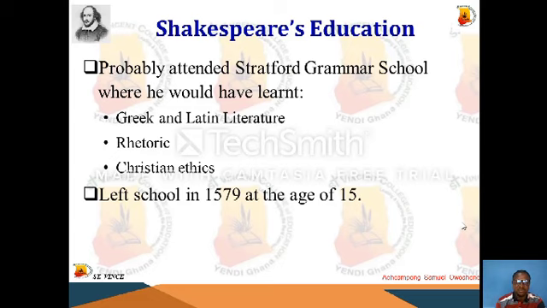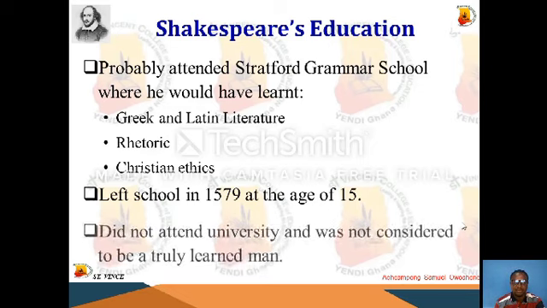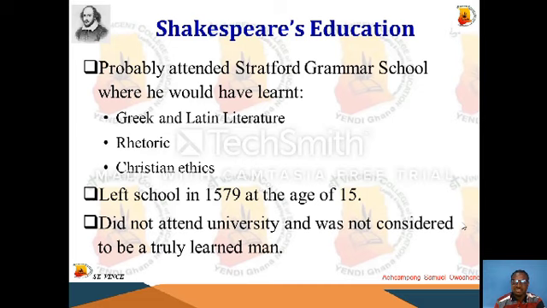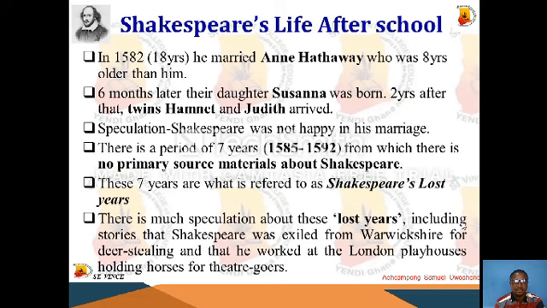Shakespeare left school in 1579 at the age of 15. So at a very tender age, Shakespeare had already left school. He did not attend university and was not considered to be a truly learned man. That's how society perceived him because of where he comes from, his background, the kind of family he was born into. It made people think that, well, once you did not go to university, what is your worth? So that is a bit about Shakespeare.